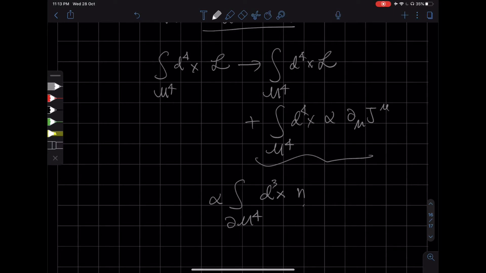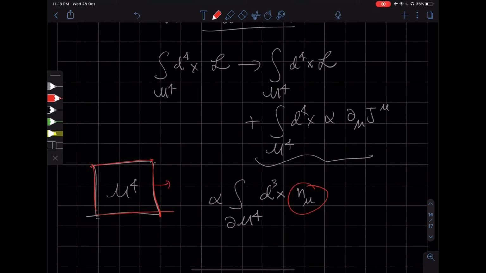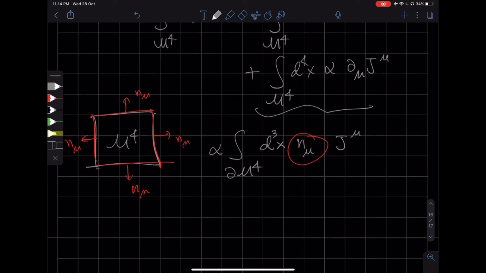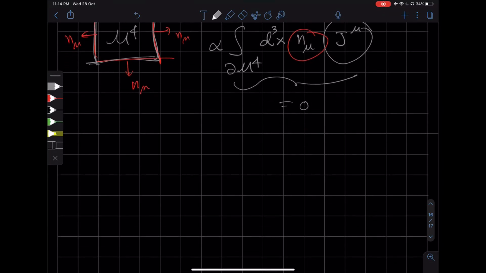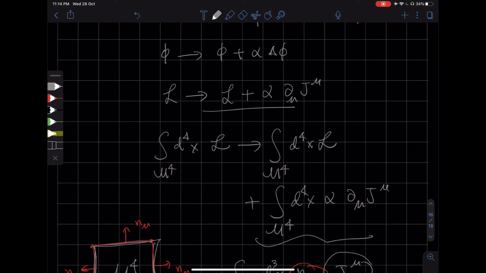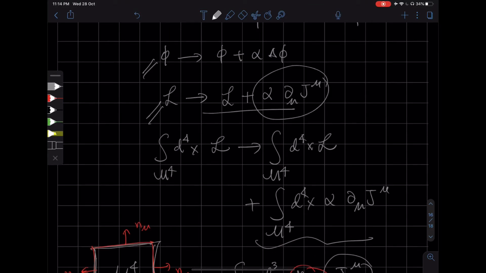And then we have some outward pointing normal. So if this is my space-time M4, then the boundary is given by this red, and N mu is the outward normal. It can be space-like or time-like. So N mu is dotted with J mu. And because we assume that our fields are such that everything goes to zero at infinity, at large enough boundaries of space-time, this J is going to go to zero. So this term then goes to zero. And therefore, we find that the action remains invariant under such a transformation. But the Lagrangian doesn't have to be. It can change up to a 4-divergence.